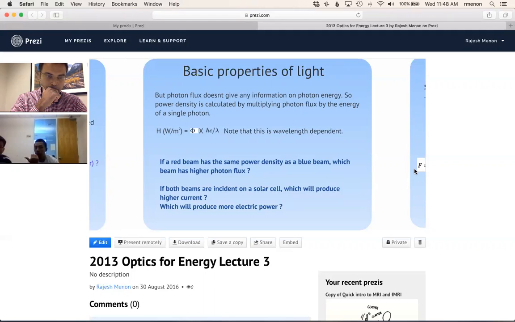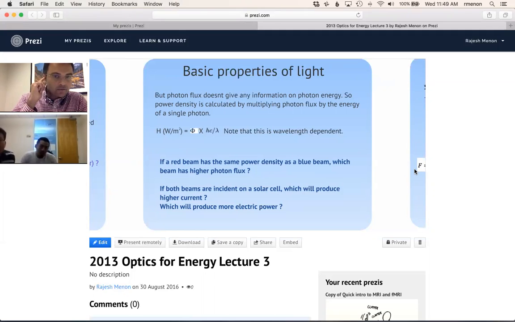The red beam has a higher wavelength, and that's inversely proportional to the density. So the green photon has higher density. Oh, if the beams have the same density, which one? The green one? The red one, because the red photon has a higher wavelength. The red one. Right.